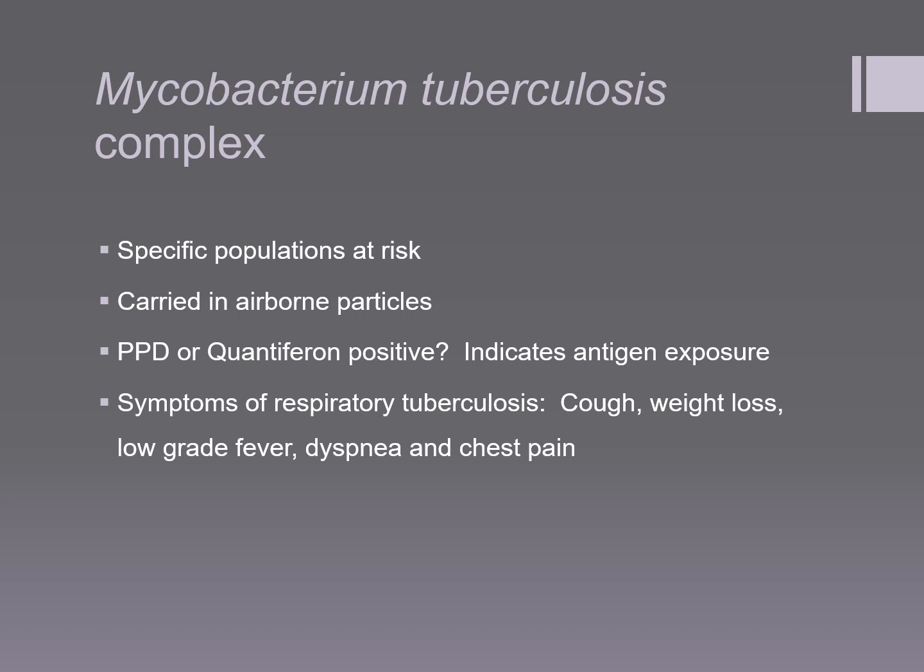And then we can test for Mycobacterium tuberculosis by doing the purified protein derivative test or the quantiferon test. If either of those are positive, it indicates antigen exposure. The quantiferon serum test is a very specific test that measures interferon gamma, which is a substance released by white cells if Mycobacterium tuberculosis is present. Some symptoms of Mycobacterium tuberculosis would be respiratory problems such as coughing, low-grade fever, difficulty breathing, chest pain, and weight loss.